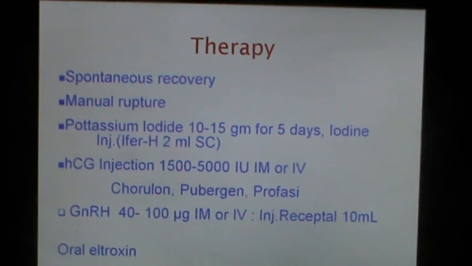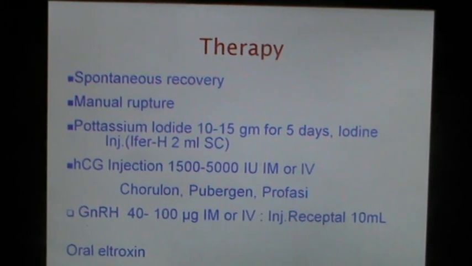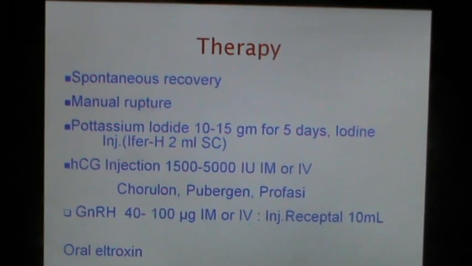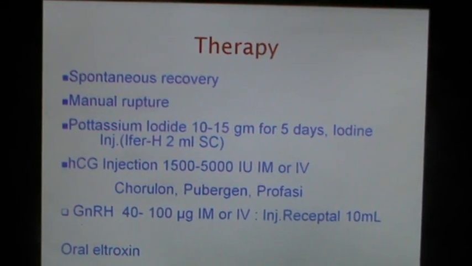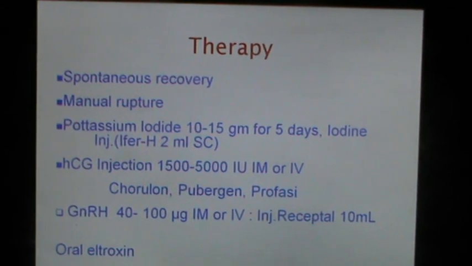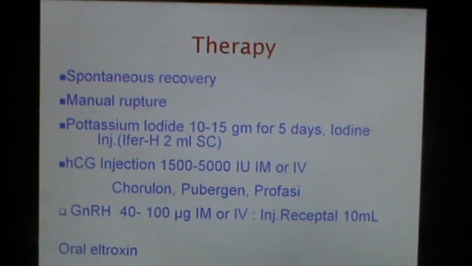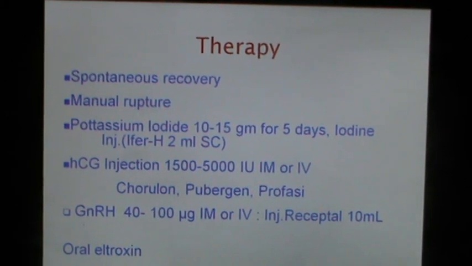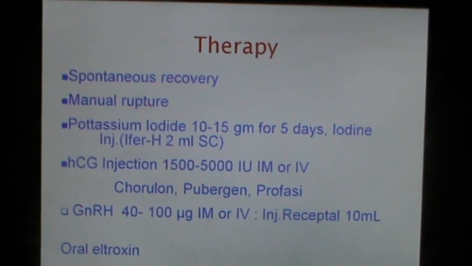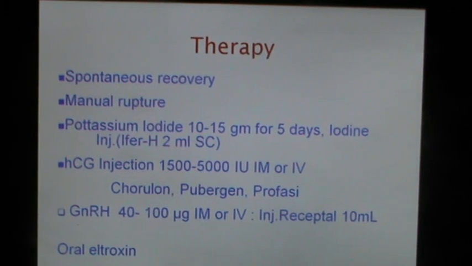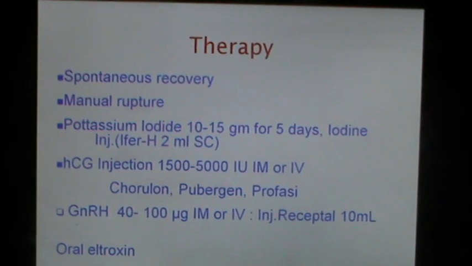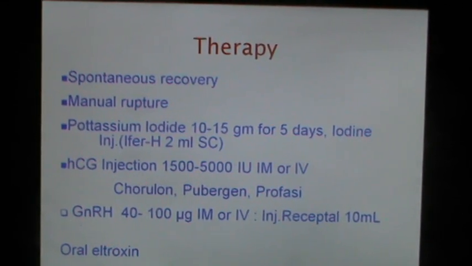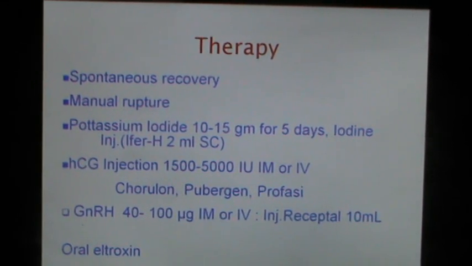The administration of iodine preparations, potassium iodide 10 to 15 grams for 5 days, or the subcutaneous administration of elemental iodine has been suggested, in an attempt based on the idea that ovarian cysts develop because of the hyperfunction of the thyroid. HCG injections have been suggested, from 1500 to 5000 units administered intramuscular or intravenous.